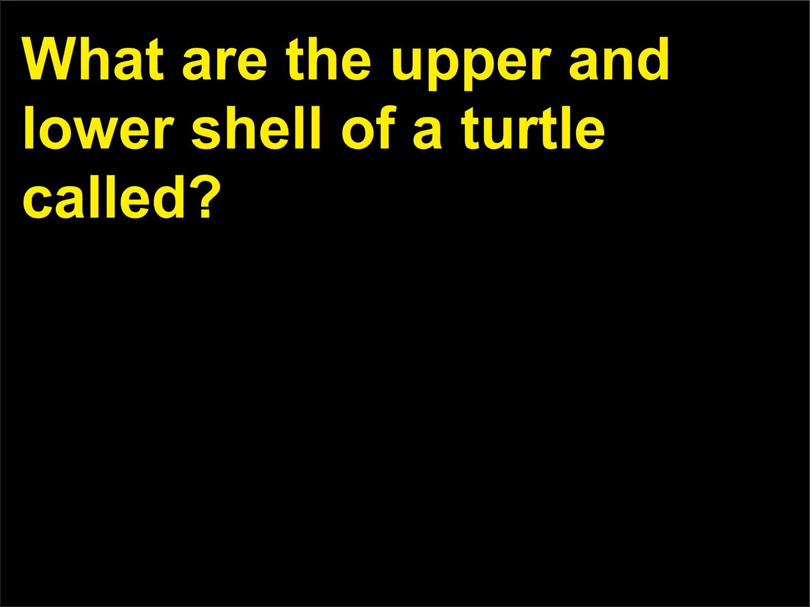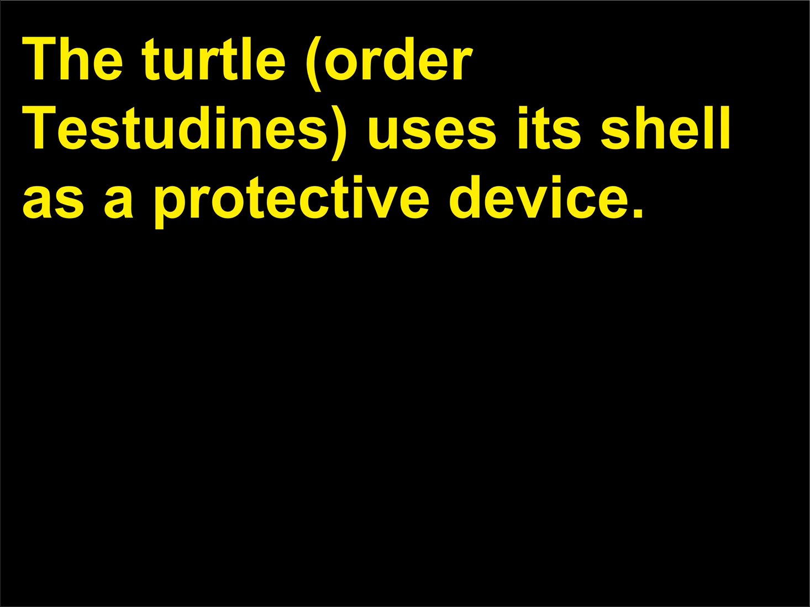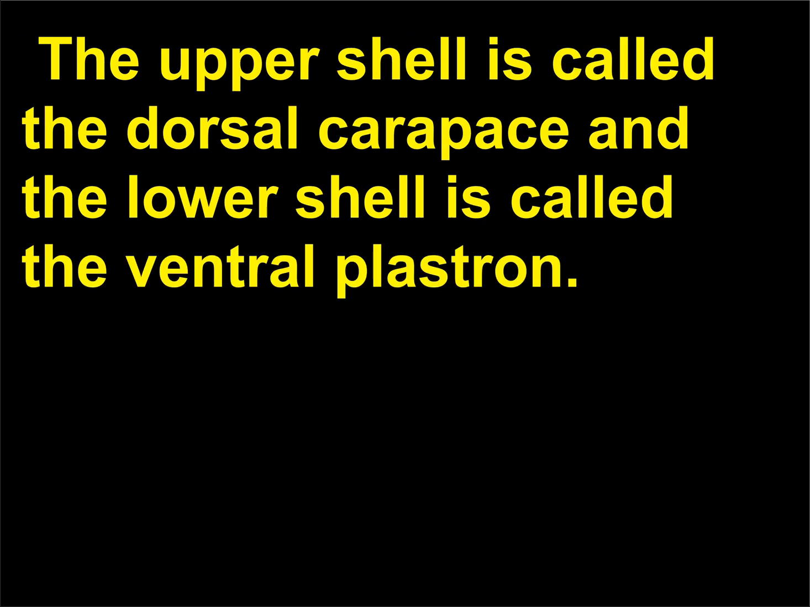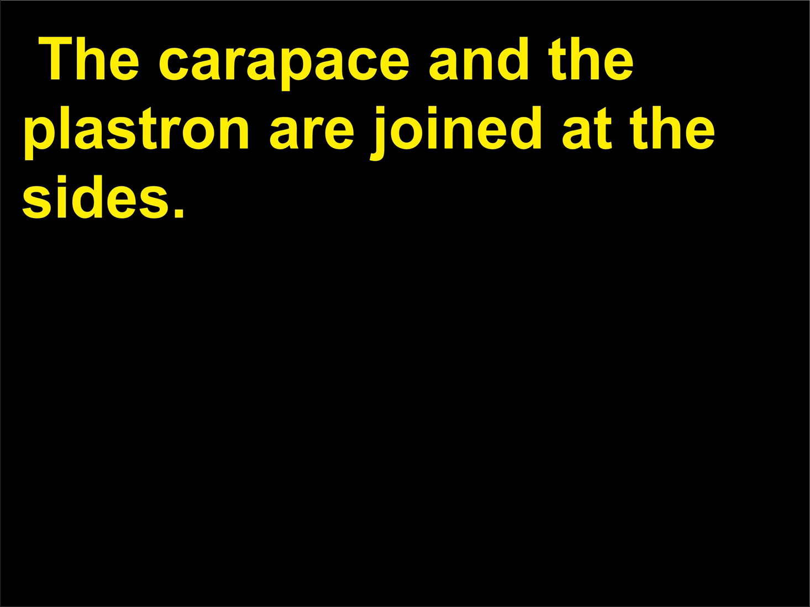What are the upper and lower shell of a turtle called? The turtle, order Testudines, uses its shell as a protective device. The upper shell is called the dorsal carapace and the lower shell is called the ventral plastron. The shell sections are referred to as the scutes. The carapace and the plastron are joined at the sides.